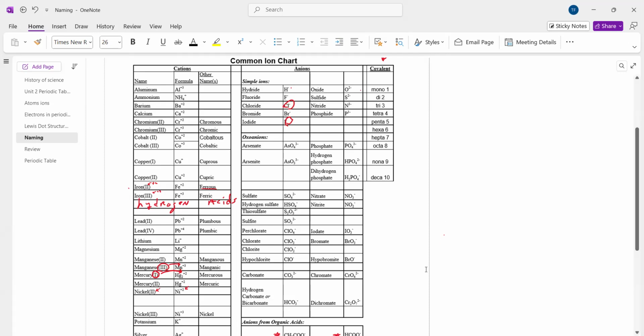Okay. Ions are divided into two kinds of ions, positive and negative. Positive ions are called cations.